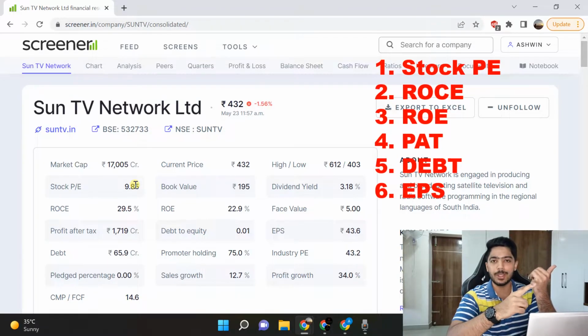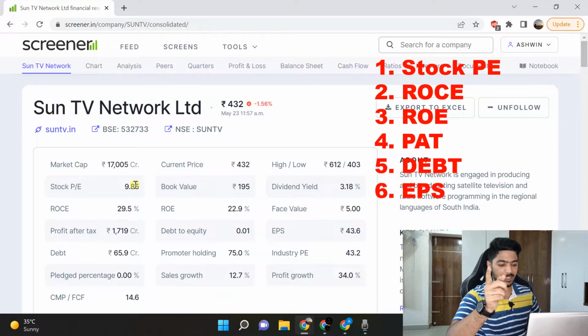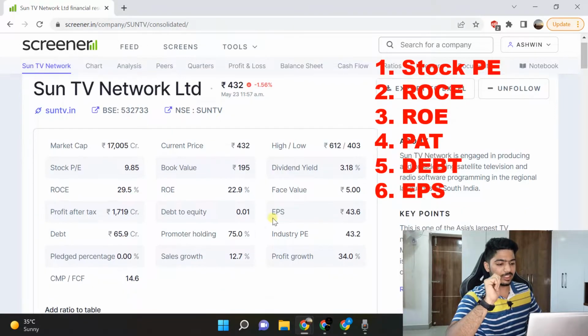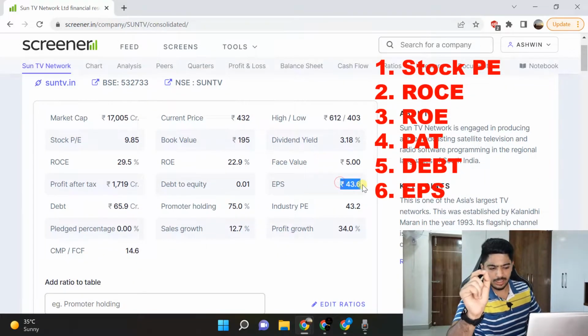Mainly, I look into stock PE, comparing that company's PE with the industry PE, then ROCE and ROE, that's return on capital employed and return on equity. Then I look at profit after tax, or net profit, both the same after tax. Then I look into debt, how much borrowings they have. Then one more parameter is EPS, earnings per share. Per share, what are the earnings?